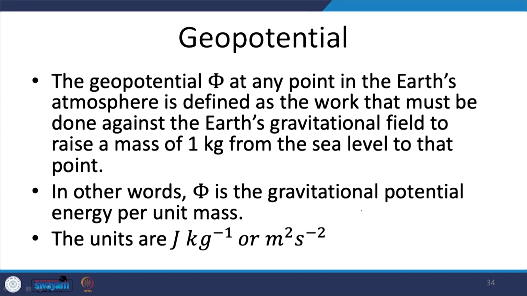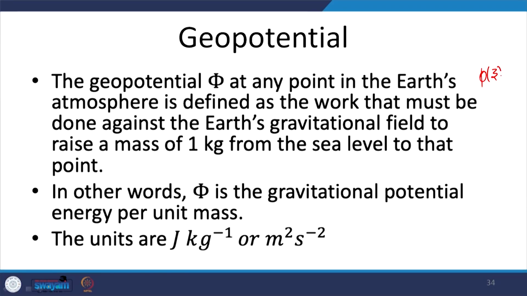Here we talk about what is called the geopotential. Geopotential is indicated with a phi. Geopotential at any point in the Earth's atmosphere, at any height, is defined as the amount of work that must be done against the Earth's gravitational field to raise a mass of 1 kg from the sea level to that point. So, the geopotential at any given point is the amount of work to be done in raising an object of unit mass from the surface of the earth to that particular point. Geopotential now obviously becomes a function of the height. At different points, the amount of work to be done for raising the object will be different, right.